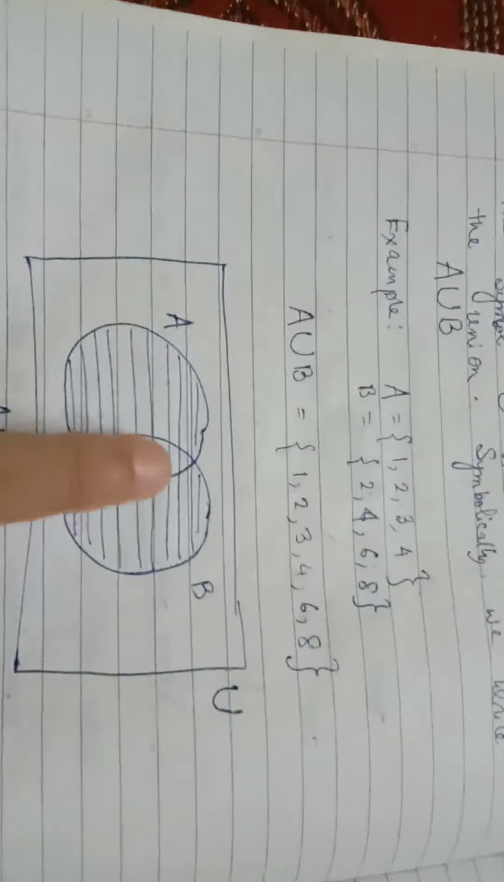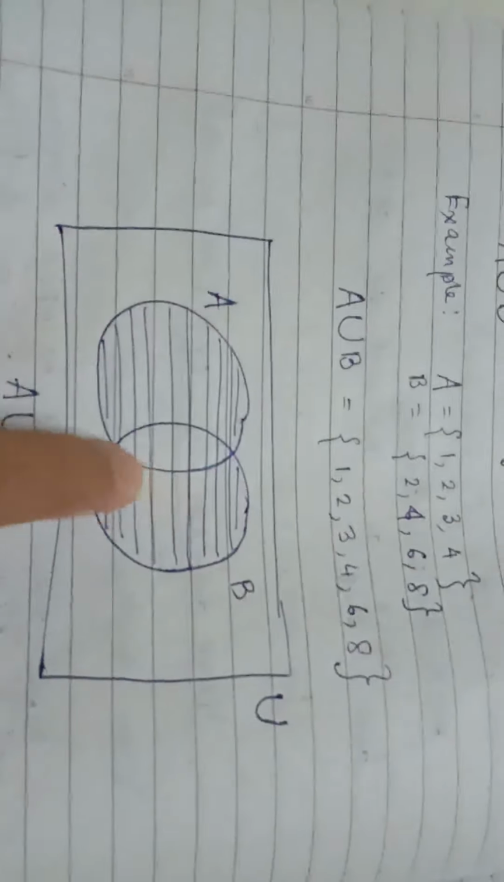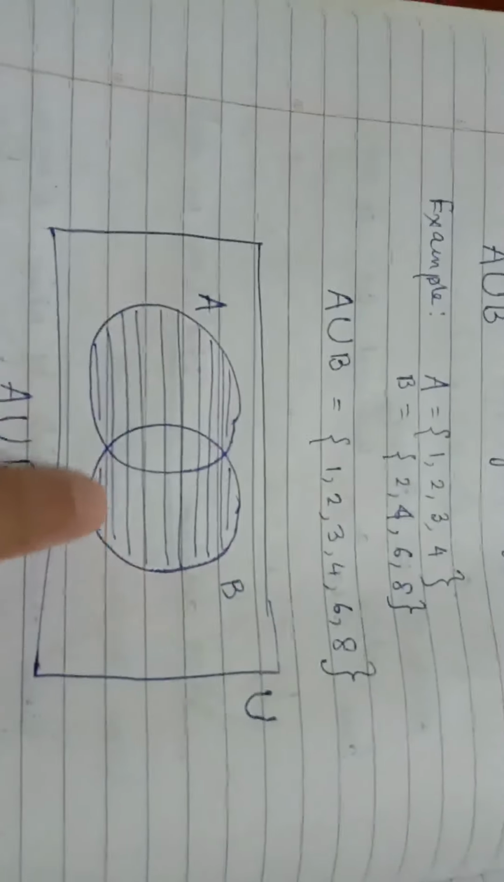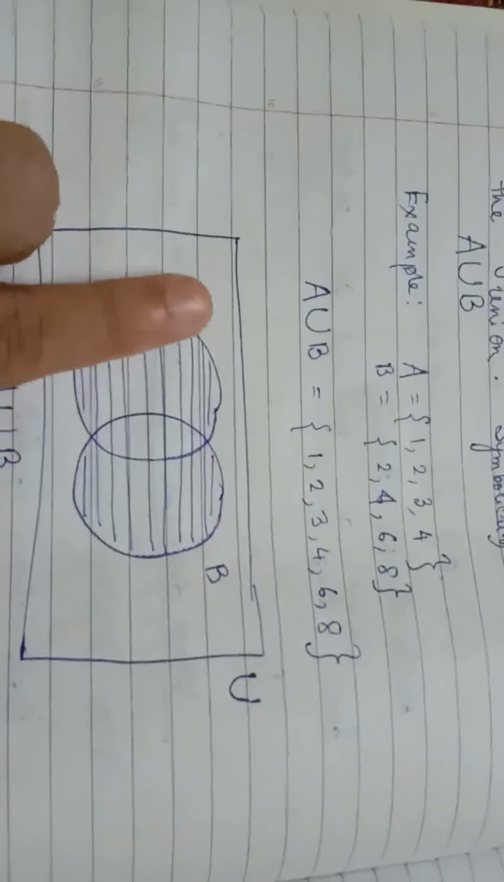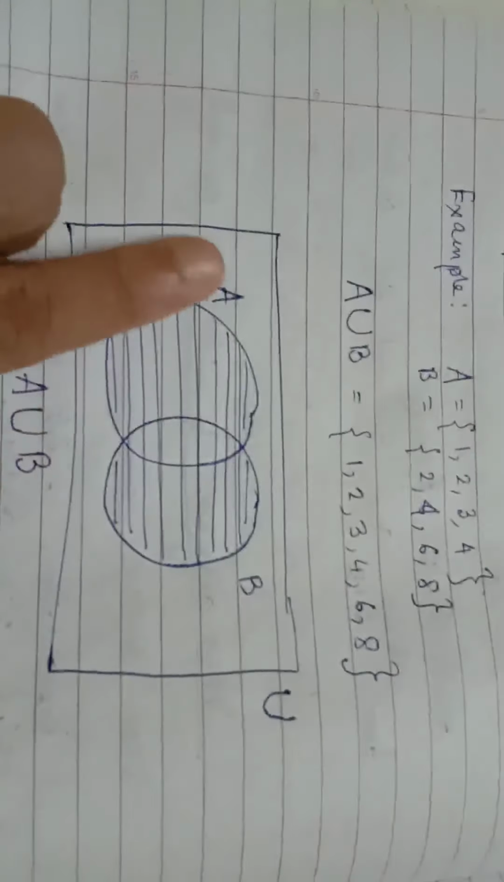This is the Venn diagram representing A ∪ B. Suppose this is the set A, this is the set B. A ∪ B means all the elements of A and the elements of B.